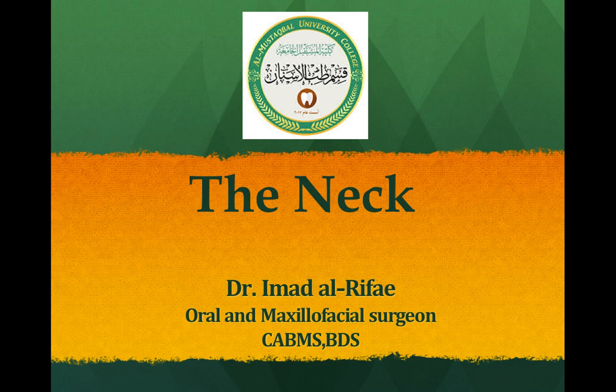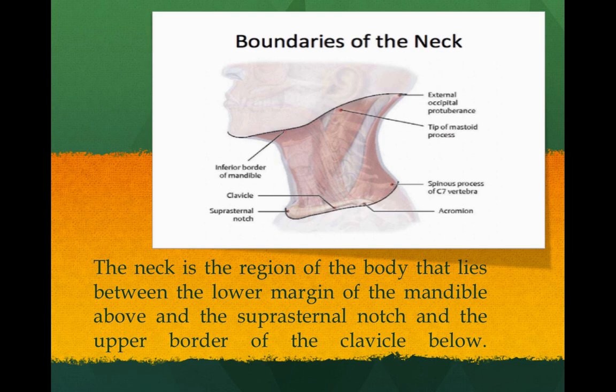At first, we have to define the boundaries of the neck, as we said many times before, and simplified the definition of the anatomy as the geography of the human body. So we have to know the boundaries to which this region is extended. The neck actually is the region of the body that lies between the lower margin of the mandible, above, and the suprasternal notch and the upper border of the clavicle below.